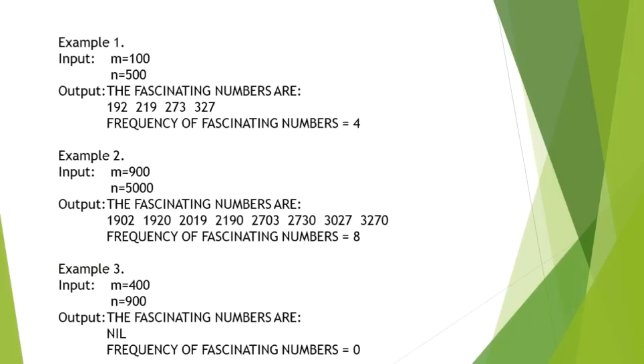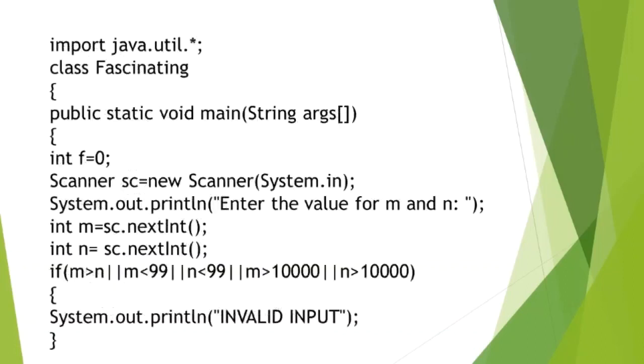So let us have a look at the program. First we have to import the util package, java.util.*. Then the class name has to be written. I have given the class name as Fascinating. Then public static void main(String args[]), int f = 0, a flag variable has been taken, a Scanner class object has been declared over here, then System.out.println, enter the value for m and n, which are entered by the user using the function nextInt() of the Scanner class.